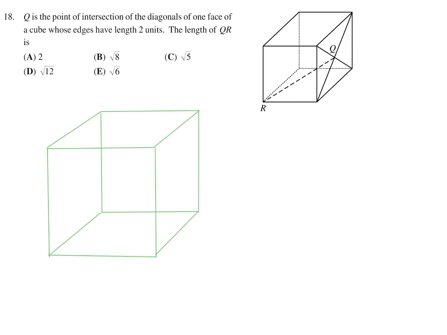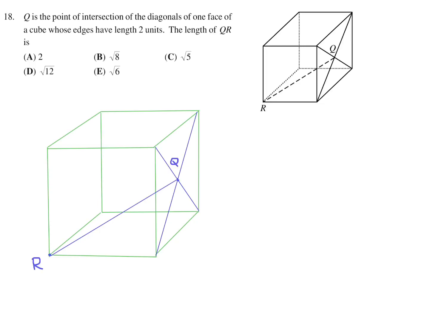All right, so here is our cube, and we are going to draw some diagonals right here, and that point is Q, the intersection of those diagonals, this point right here. And then they want us to figure out QR, so this distance right here, where that vertex is R.